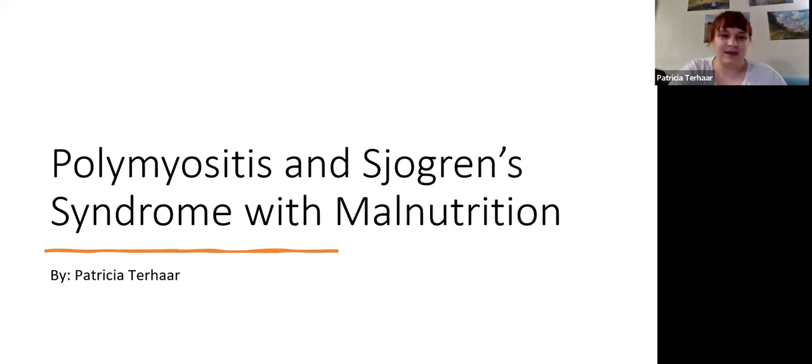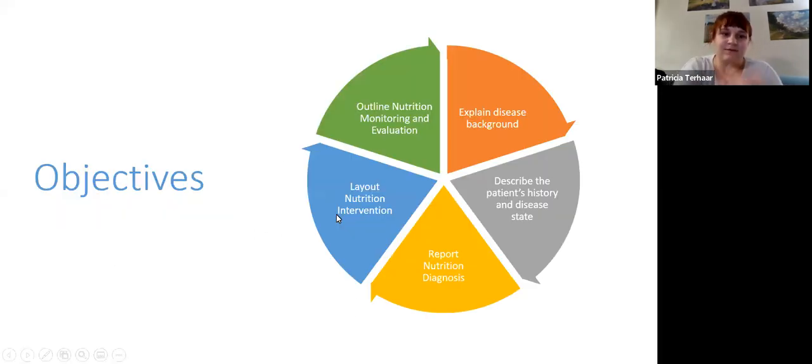So what I'm going to be talking about, and what the patient that I did my case study on had, was polymyositis and Sjögren's syndrome with malnutrition. The objectives of today are explaining the disease background, going into the patient's history and disease state, reporting my nutrition diagnosis, laying out the nutrition intervention, and outlining the nutrition monitoring and evaluation for this patient.